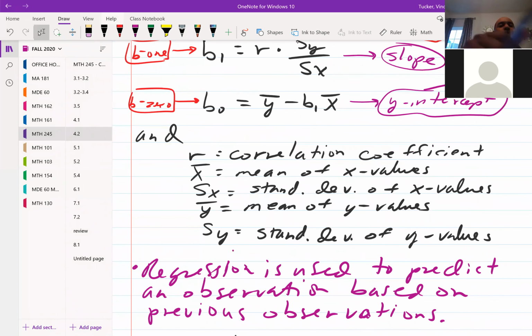All right, so this regression equation, I already mentioned this, but it's written right here in the purple. The regression is used to predict an observation based on previous observations.